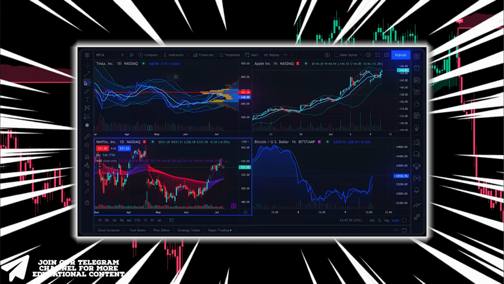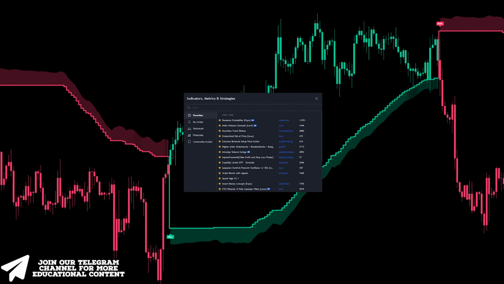Ready to upgrade your chart? To apply this top-tier indicator, open the Indicator tab.